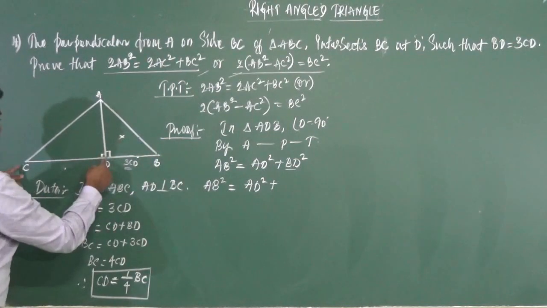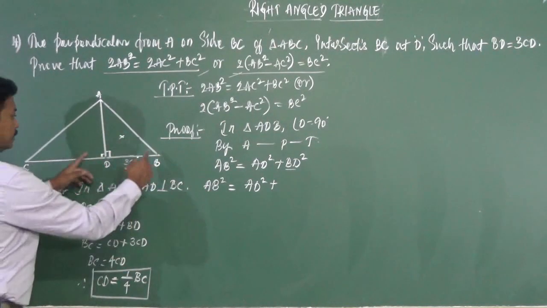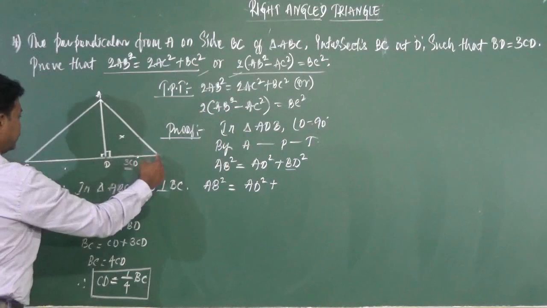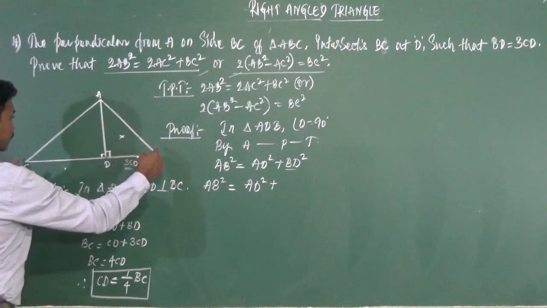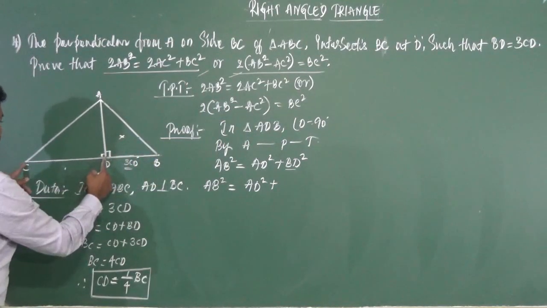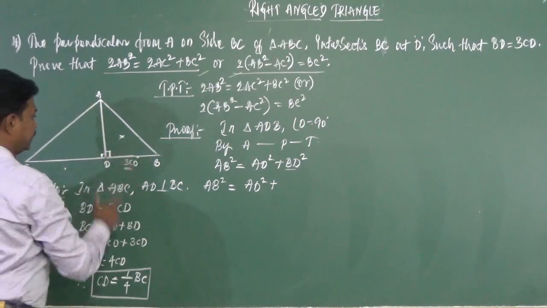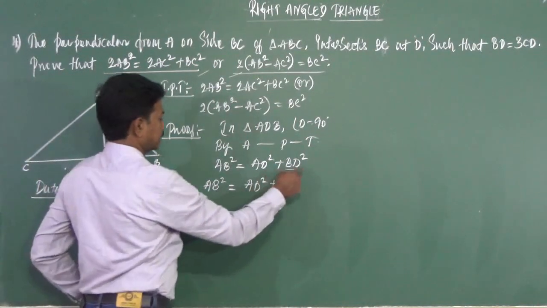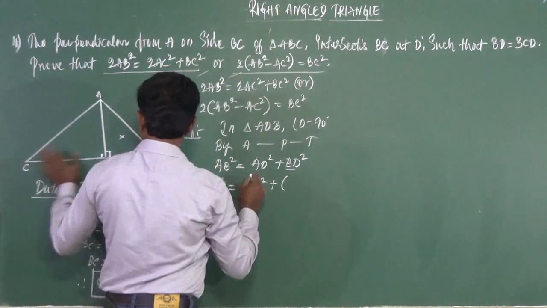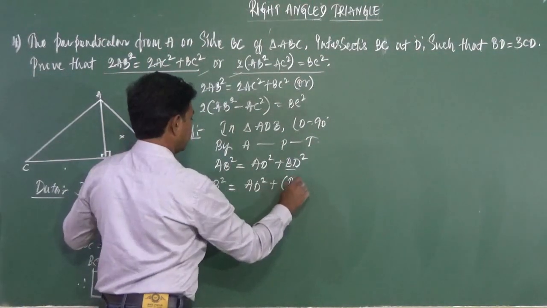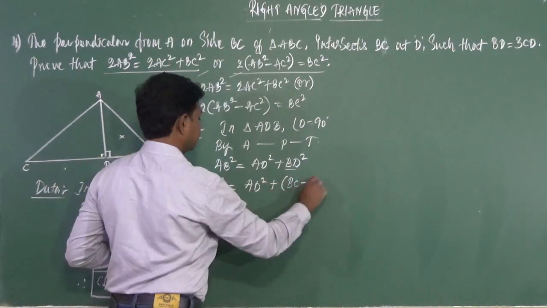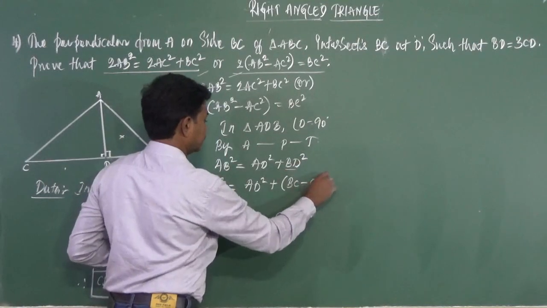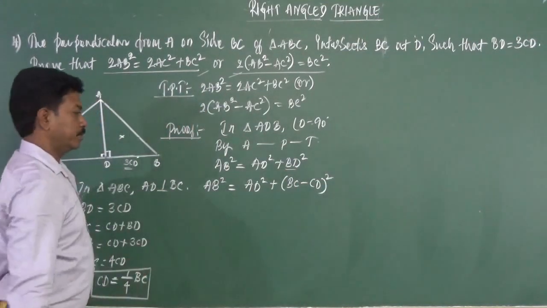BC minus CD. Once again, this BD can be written as BC minus CD, that is from the length of BC, if you remove the length of CD, you are going to get BD. So therefore BD can be written as BC minus CD, and don't forget this whole square, that's very important, right?